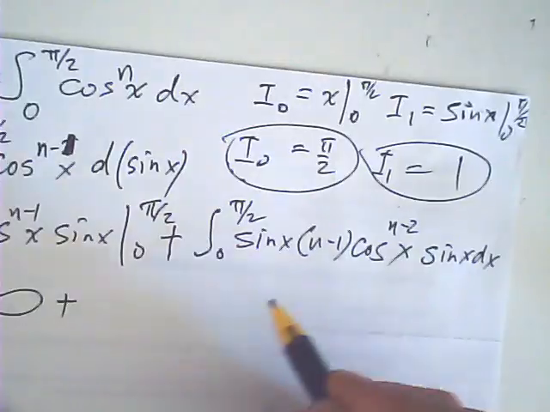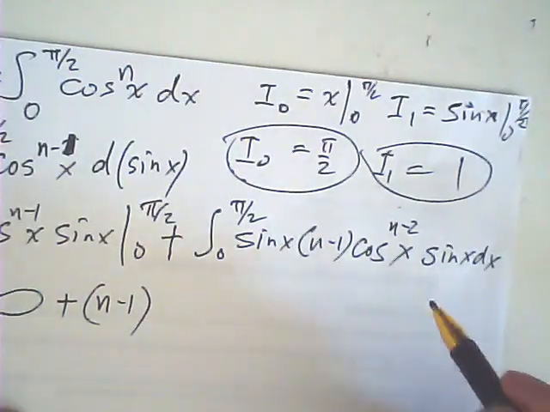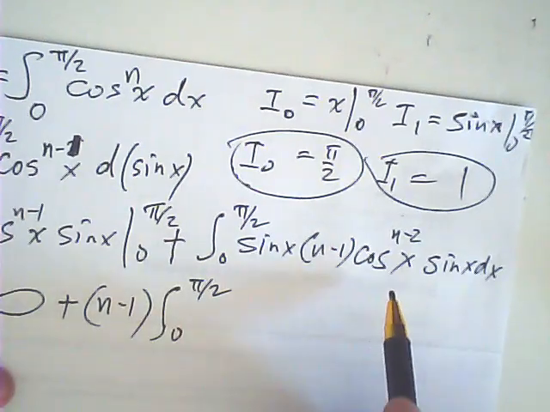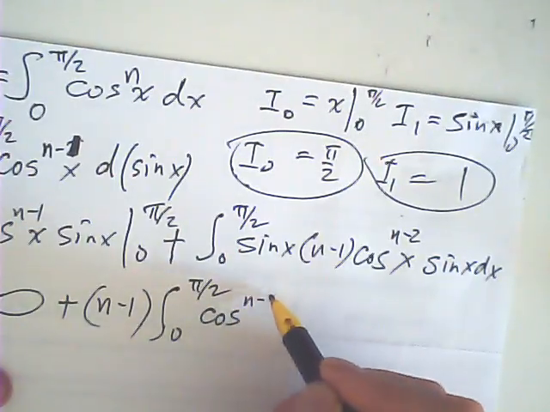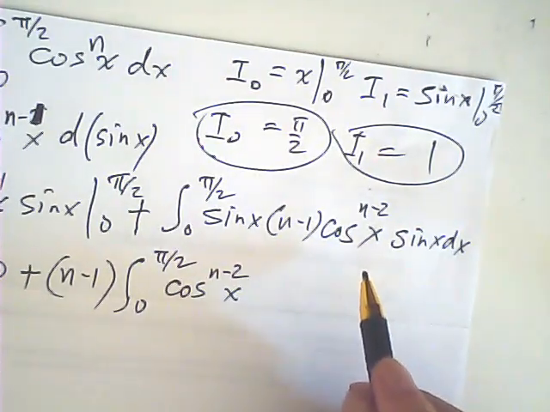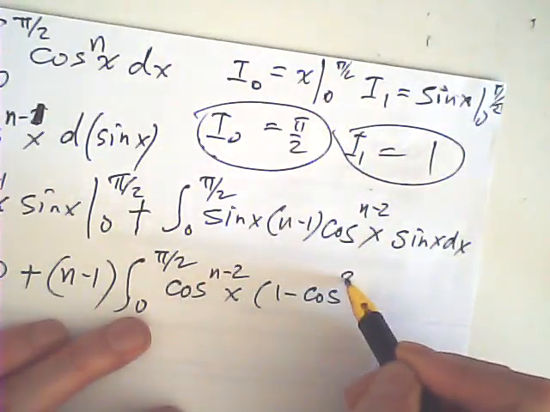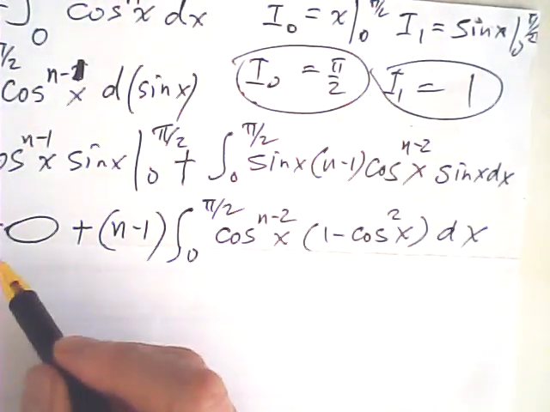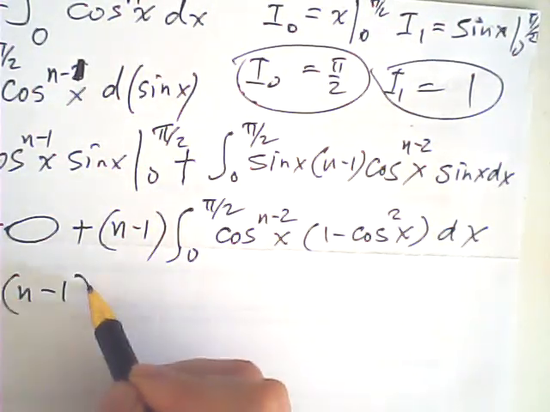Plus n minus 1 times the integral of cosine n minus 2 x times sine square. Sine square is 1 minus cosine square. Okay, this one is equal to n minus 1.